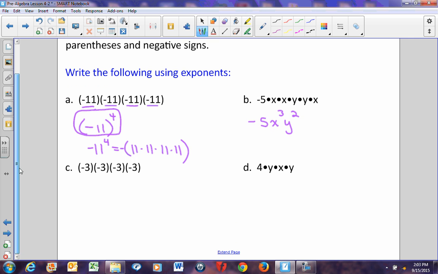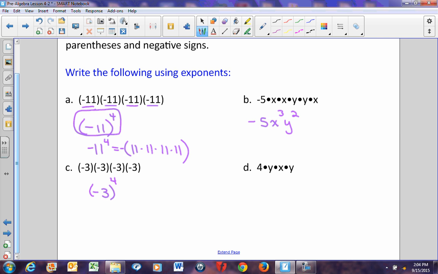Letter C. Negative 3 times negative 3 times negative 3 times negative 3. Again, the negative is within the parentheses, so it needs to stay there, and the exponent is outside the parentheses. So I'd do negative 3 in parentheses to the 4th power. Sometimes they call those parentheses quantity. It'd be negative 3 quantity to the 4th power.